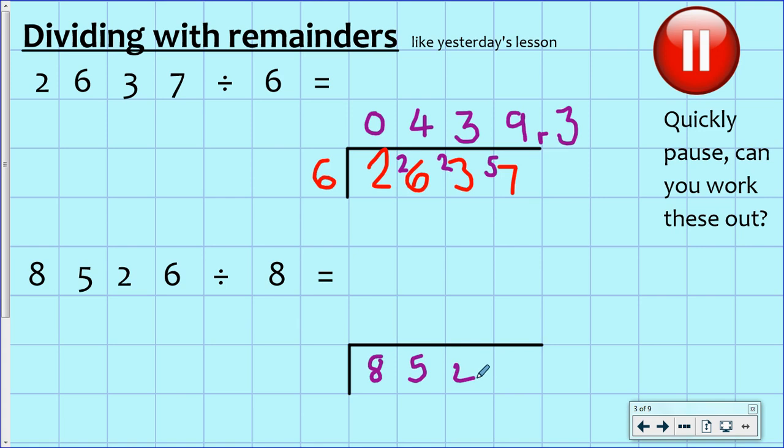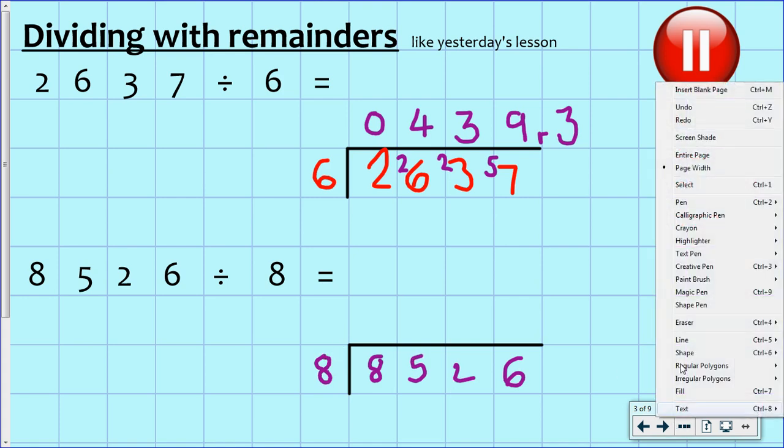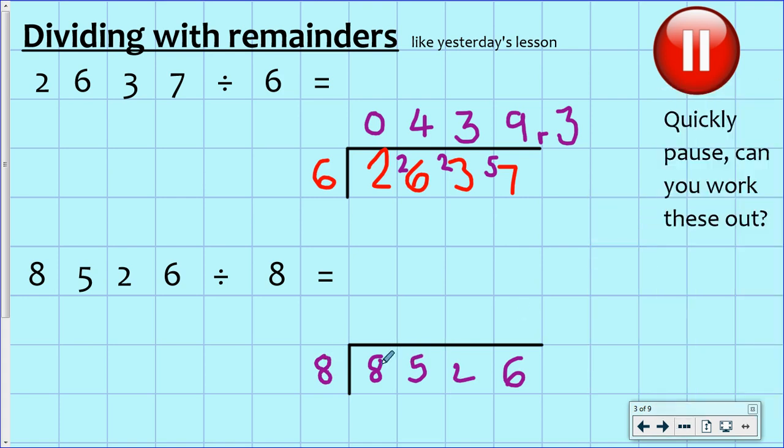8,526 is my dividend, so it's going into my bus stop. 8 is my divisor, what I'm dividing by, so it's going to sit on the outside. Right, 8 divided by 8. I can get one full group out of 8. 5 divided by 8. Can I do that? No, I can't, because 5 is smaller than 8, so it's impossible to divide that. So I can get 0 groups of 8 out of 5, but I've still got this 5 there. So I'm going to exchange it from the hundreds.